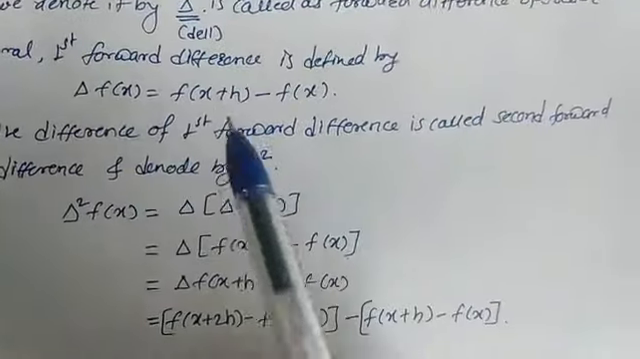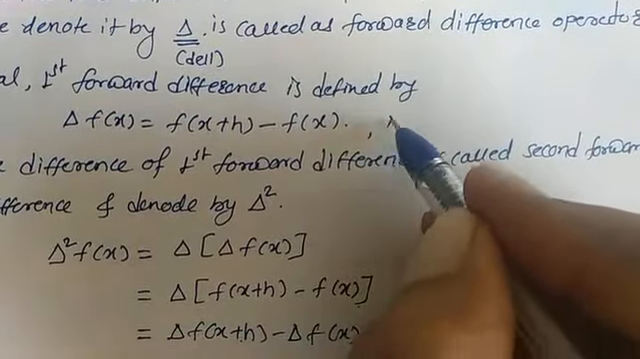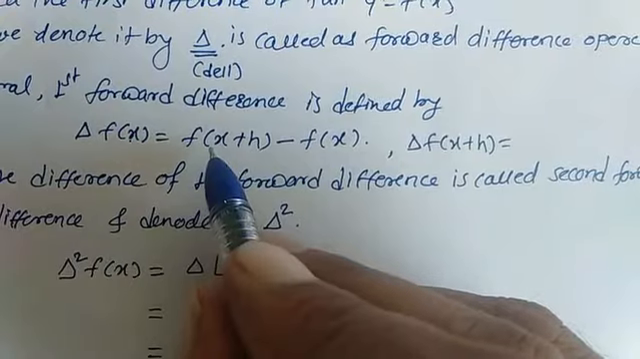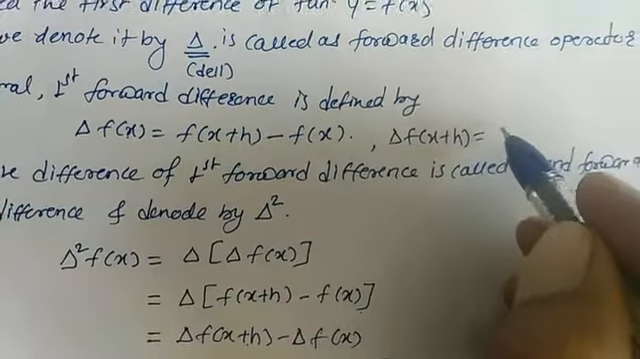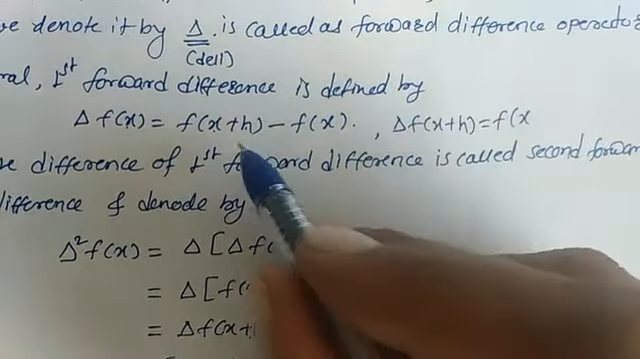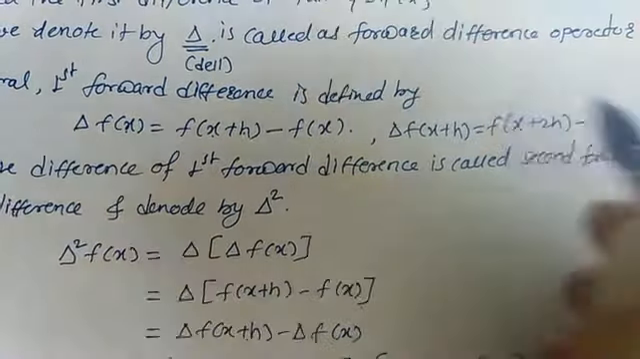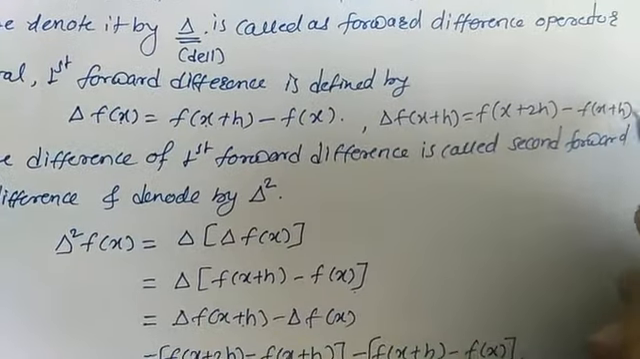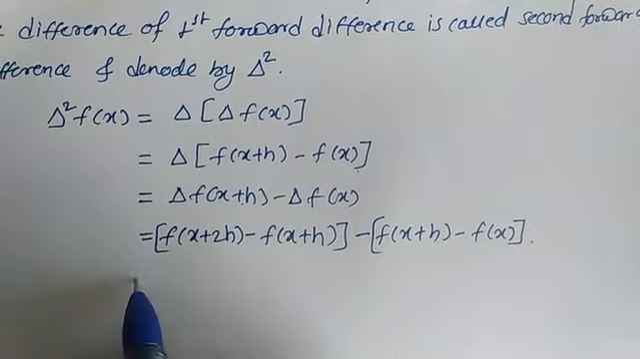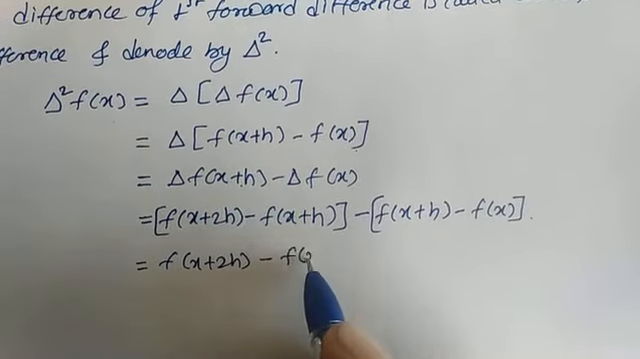Here the difference del f of x is f of x plus h minus f of x. So from this we can also find del f of x plus h. We have to replace x by x plus h, so it will become f of x plus h plus h. Here x is replaced by x plus h, so x plus h is x plus 2h, and minus f of x plus h. Okay, so here we get f of x plus 2h minus f of x, which is equal to f of x plus 2h minus f of x plus h.